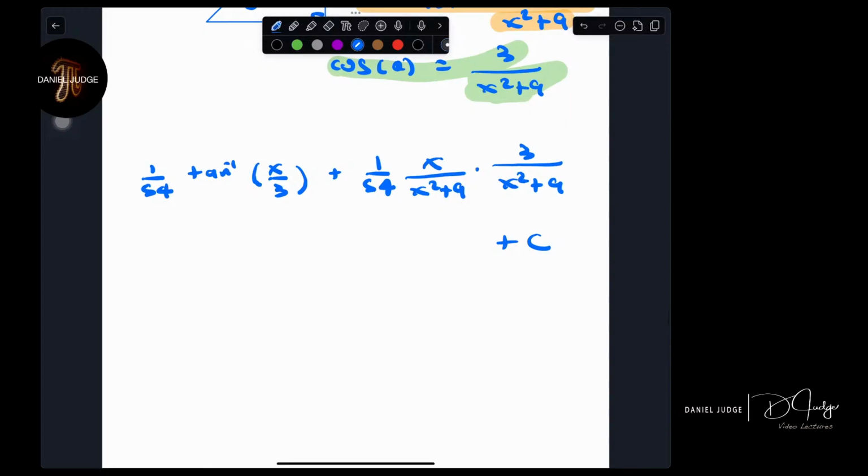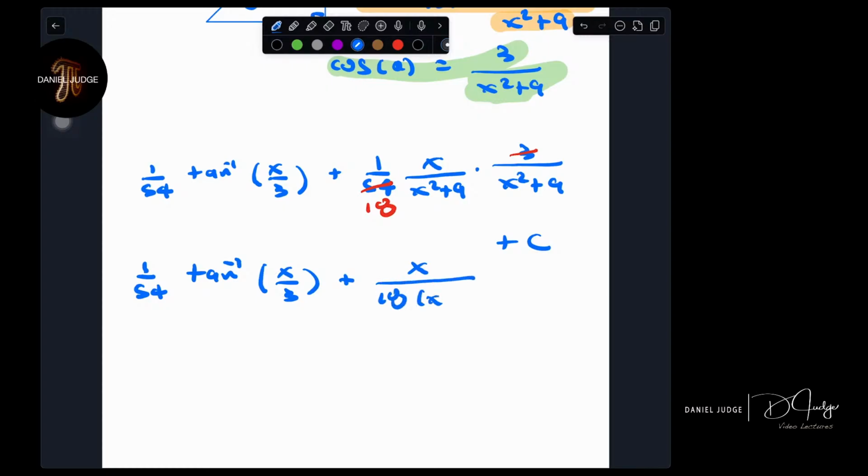So let's write this out this way. 1 over 54 inverse tangent x over 3 plus 1 over 54. But in fact, we can simplify. This will be 18. So we can write this a little bit more efficiently: x over 18 times x squared plus 9, plus your constant c.